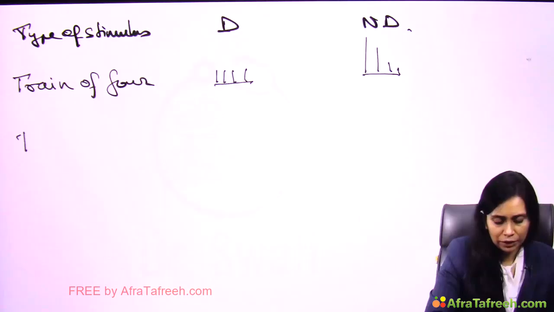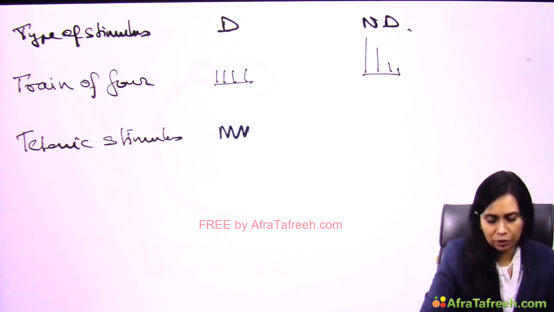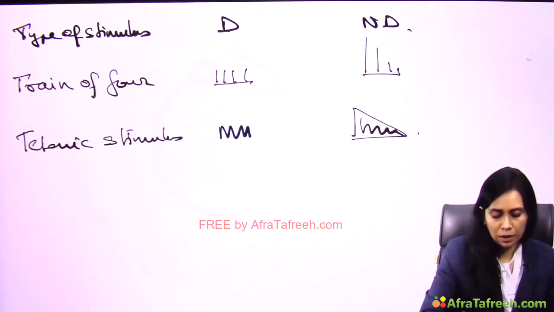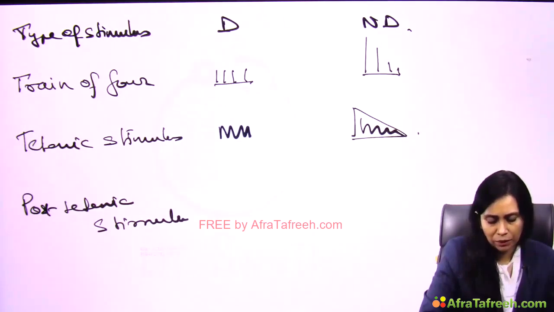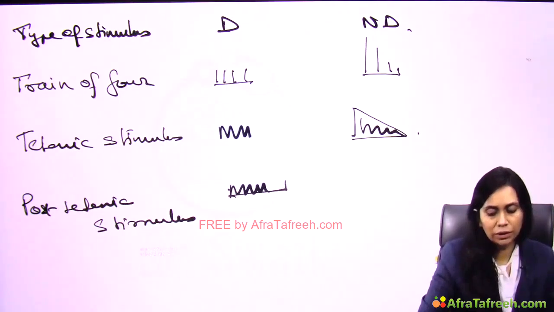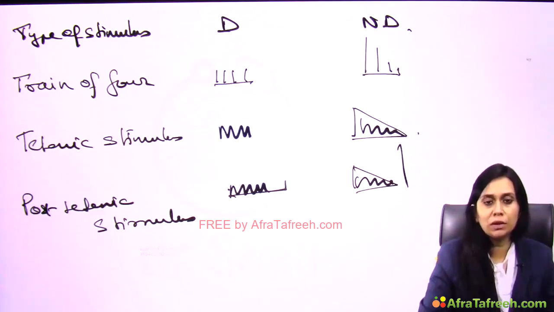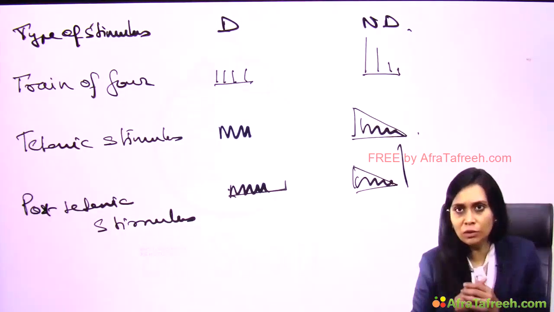If I give a tetanic stimulus, in depolarizing, lesser amplitude, sustained contraction. In non-depolarizing, I get a fade. If I give a post-tetanic stimulus, after a tetanic stimulus, in depolarizing, same amplitude contraction. In non-depolarizing, after the fade, exaggerated response. So this is the scene with different stimuli in depolarizing and non-depolarizing.